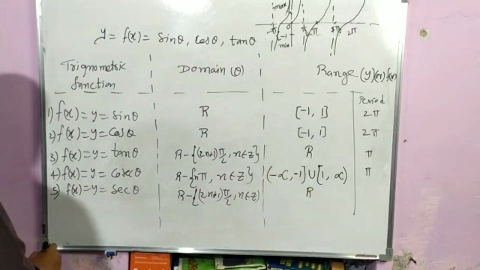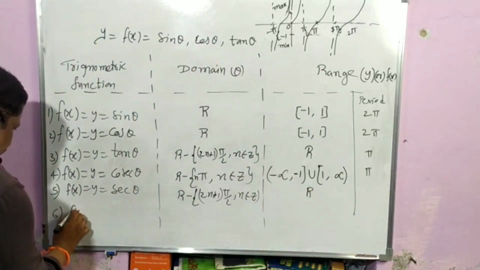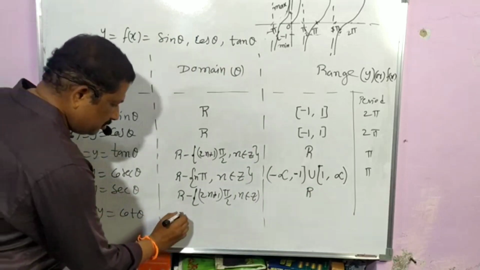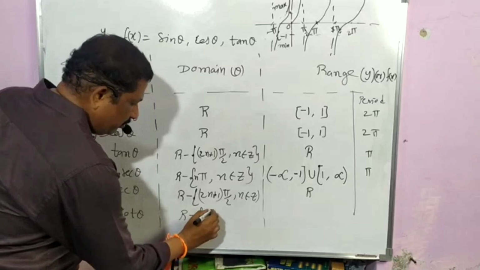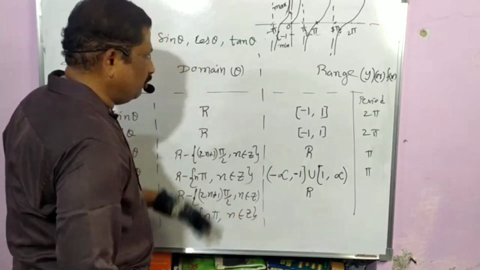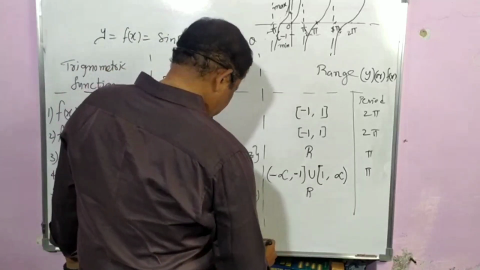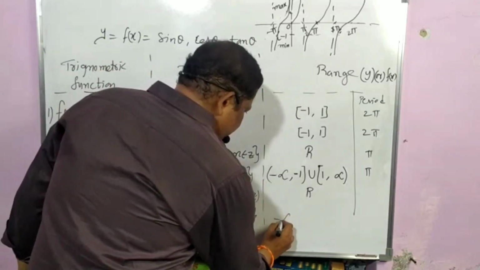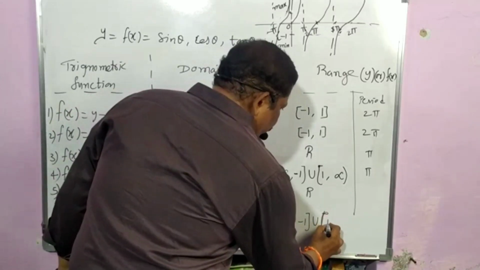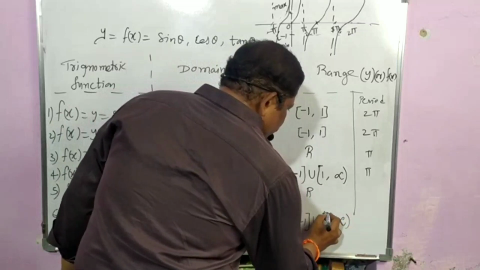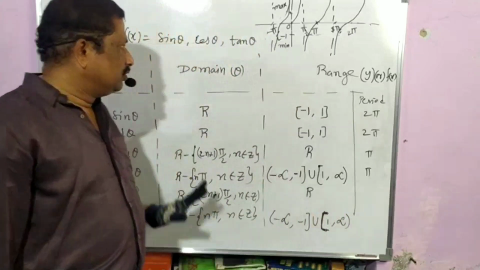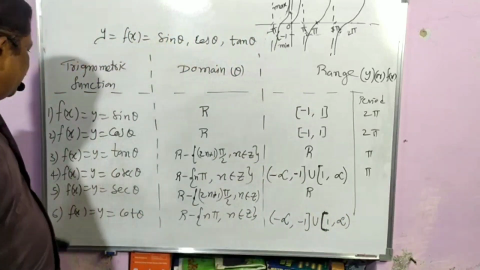Finally, cot. f(x) = y = cot θ. For this, multiples of π, for all n belonging to Z, are not defined in the domain. In the range we get minus infinity to minus 1 union 1 to plus infinity, with a closed bracket and an open bracket. So this is the domain and range of trigonometric functions.